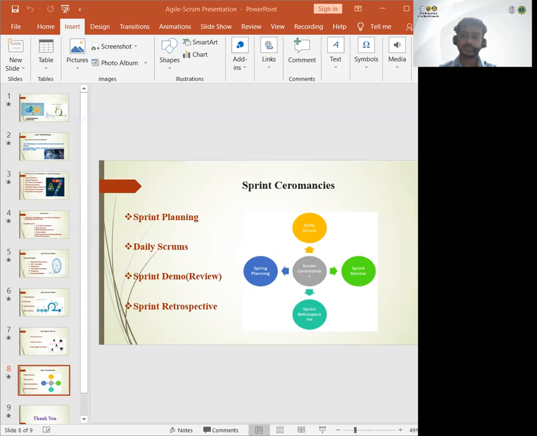This is the Agile Scrum process. Finally, I would like to say something. Agile is an attitude, not a technical thing with boundaries.